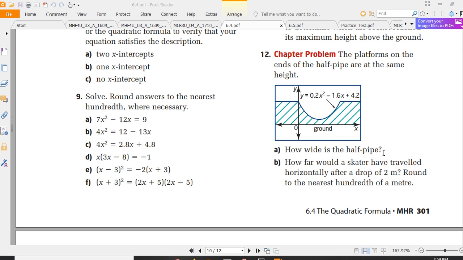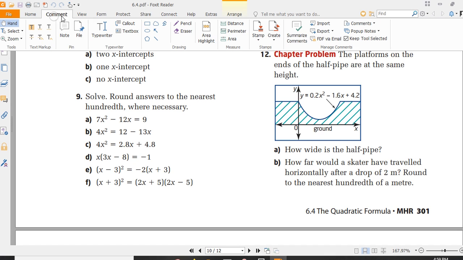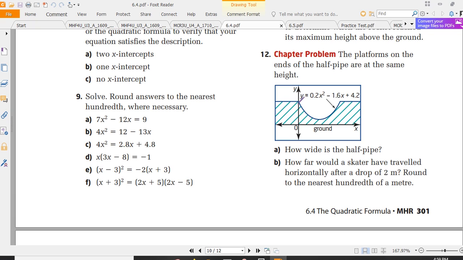So for number 12, the platforms on the end of the half pipe are at the same height. Okay, so what do we know? We know that this would be at the same height. And what is that height? That height is going to be 4.2. Okay. How wide is the half pipe?